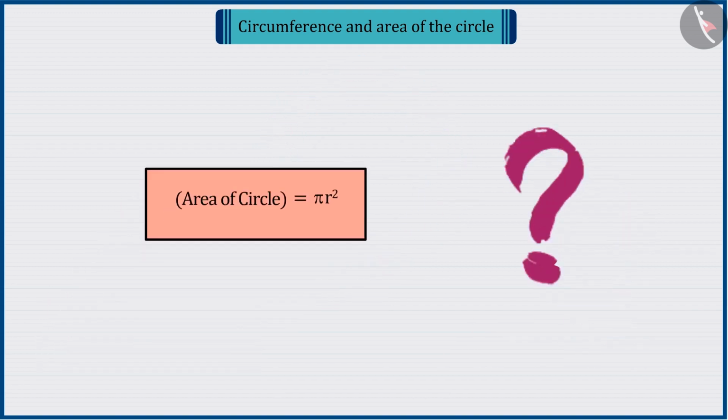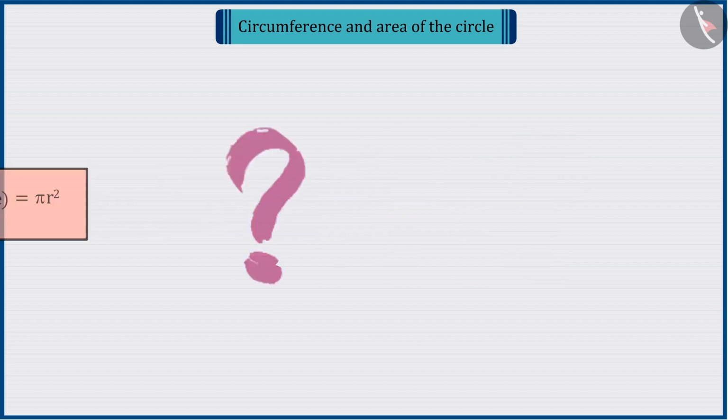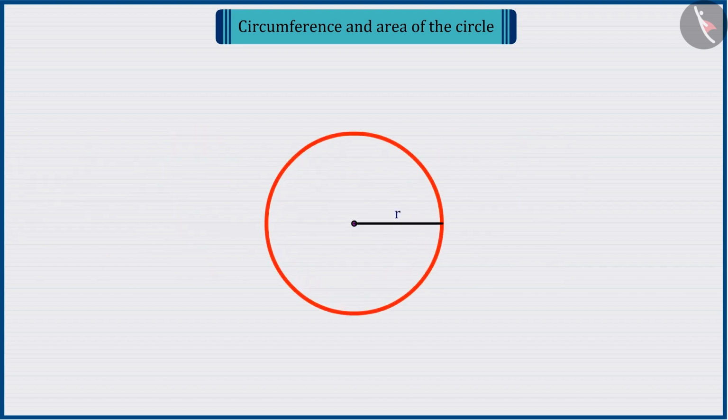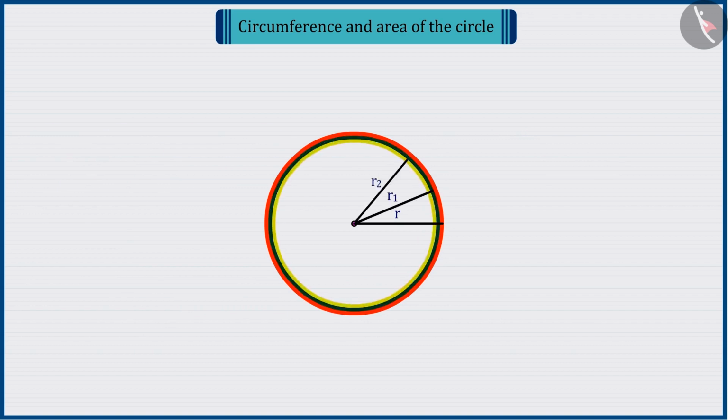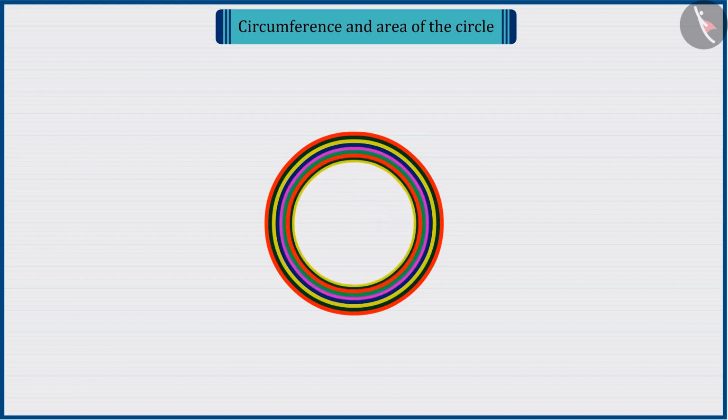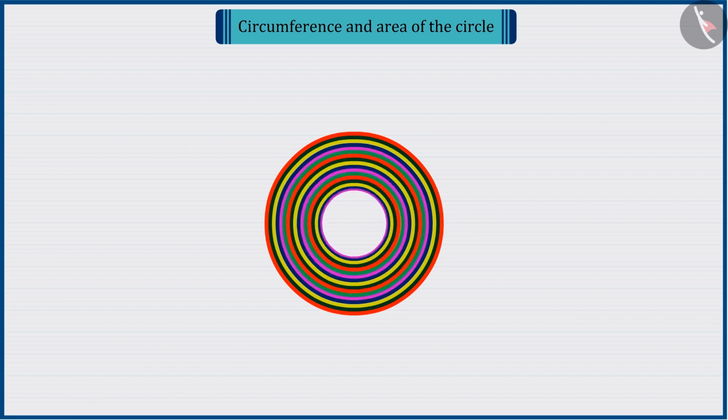Have you ever wondered how this formula for area would have been derived? Come, let's try to understand it. It is a circle with radius r. If the circle with radius r is filled with the inner circles of radius r1, r2, r3, etc., then we see something like this.